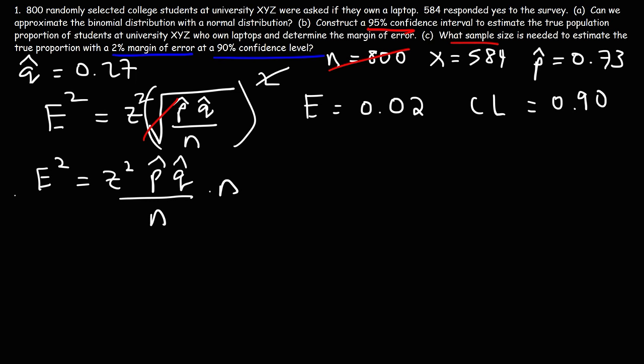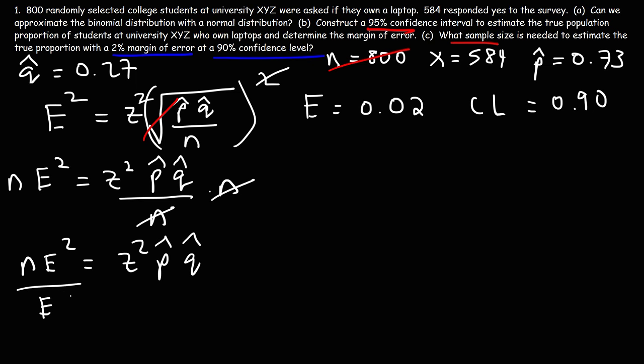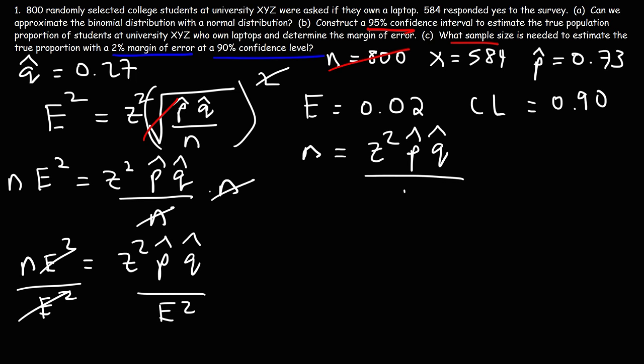Now our next step is to multiply both sides by n. So we have n times E squared, which equals z squared times p hat times q hat. To get n by itself, you need to divide both sides by E squared. So then we have this formula. n is going to be z squared times p hat q hat all divided by E squared. Z, in this example, well, we need to find z.